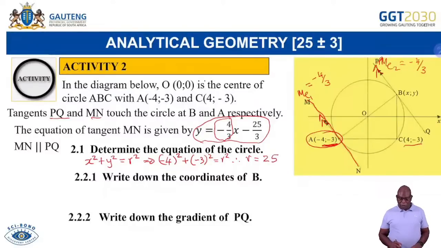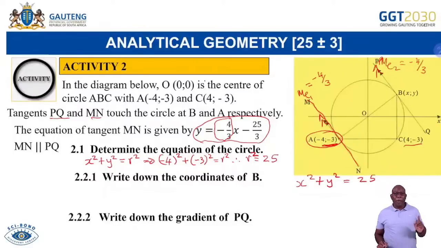So what is the equation of the circle? The equation of the circle will be x squared plus y squared equals 25. This is r squared. Please do not take the square root of r squared because you are going to mess up. If you write x squared plus y squared equals 5, we might give you a big 0. So please don't do that. So that equation of the circle will be that.